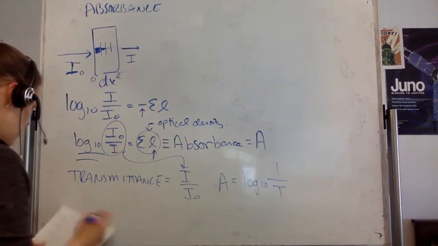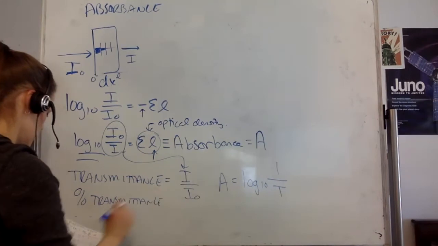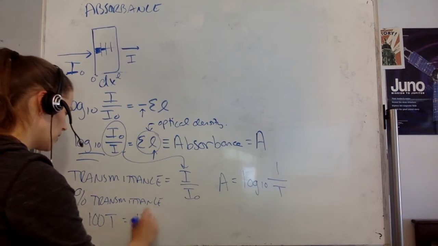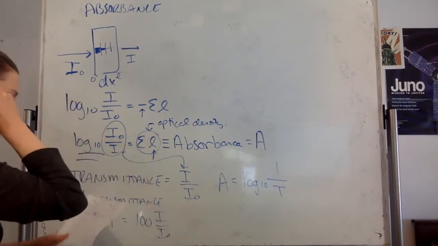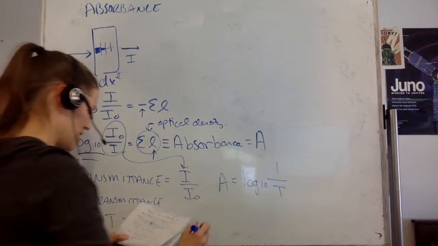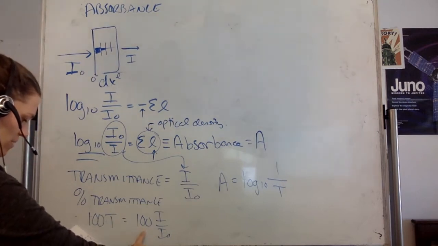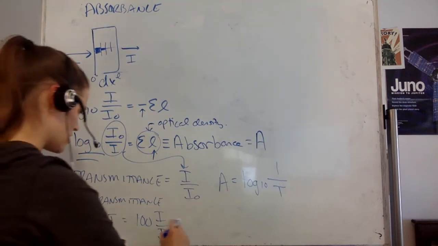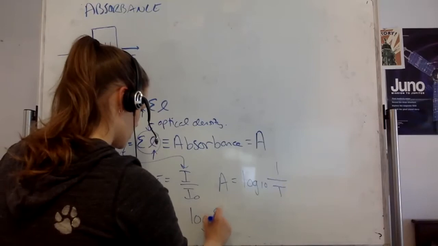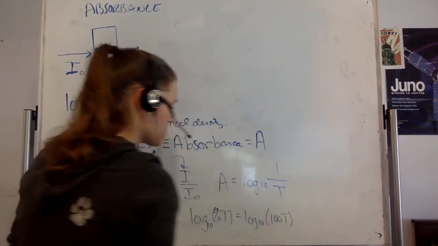Okay, if you have a percent transmittance, which is 100 times T, that gives you 100 times I over I zero. But if you take the log base 10 of that to get A, you would see that log base 10 of the percent transmittance equals log base 10 of 100 times T.